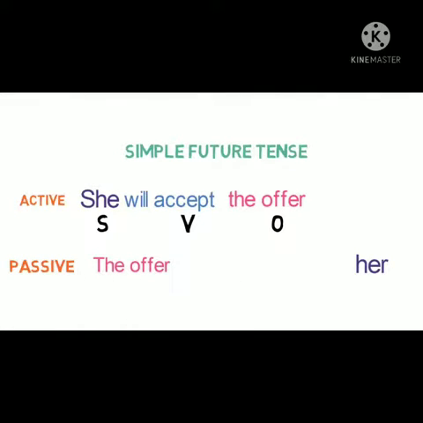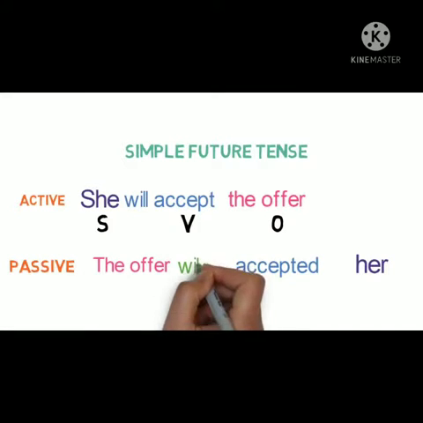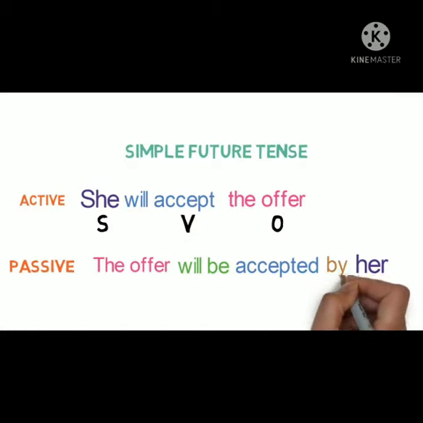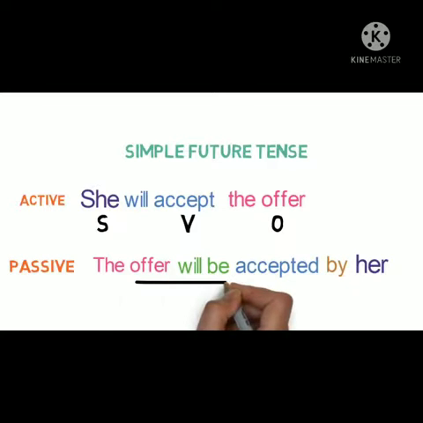Now converting the main verb to third form, it will be accepted. Next, adding a suitable helping verb of to be, it will be will be. And lastly, we need to add by here to make the sentence complete. So the whole sentence is, the offer will be accepted by her. Great. Now let's see an example of future perfect tense.